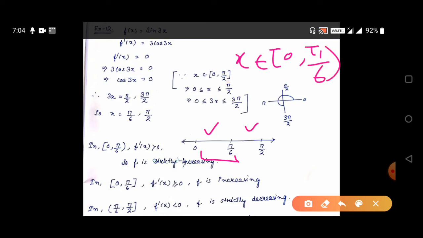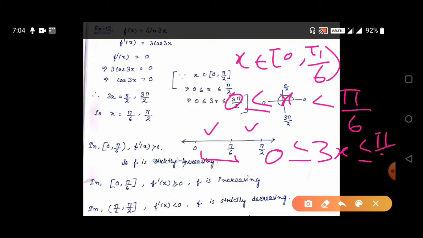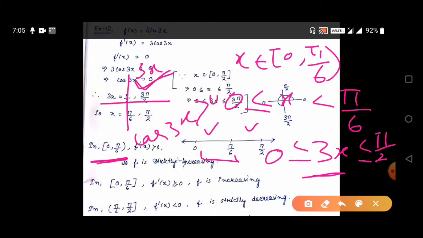that means we can write it like this. Then 3x will belong to 0 to pi by 2. So if 3x belongs to 0 to pi by 2, that means in the first quadrant, then cos 3x will be positive. If cos 3x is positive, then 3 cos 3x is also positive. I am repeating, if x belongs to 0 to pi by 6, then 3x belongs to 0 to pi by 2, that means in the first quadrant. Since 3x is here, cos 3x is greater than 0. Since cos 3x is greater than 0, 3 cos 3x is greater than 0. If 3 cos 3x is greater than 0, then f dash x is greater than 0.